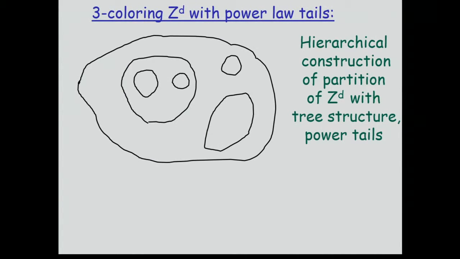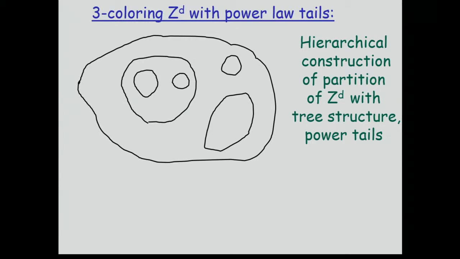And I said, actually, we can do this in any dimension, so we can 3-color Z^d with power law tails. And the idea is, and this is much, much harder, or at least the way we did it, it was much, much harder, you start with a hierarchical partition of Z^d that somehow has the same tree structure as the graph of clusters. And we construct this by some rather messy business with random seeds and drawing balls around them and growing things.